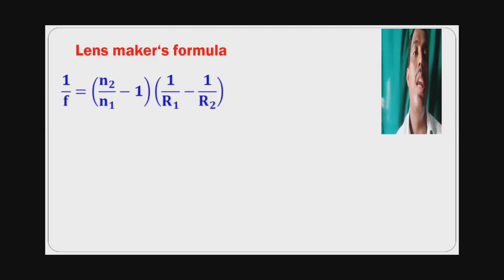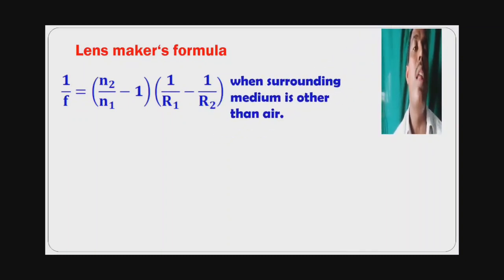Now we will see the lens maker's formula. By using this formula, a lens maker can prepare the lens. That is 1 by f is equal to n2 by n1 minus 1 of 1 by r1 minus 1 by r2. Here n2 is the refractive index of the surrounding medium. n1 is the refractive index of the lens. We use this formula when the surrounding medium is other than air.